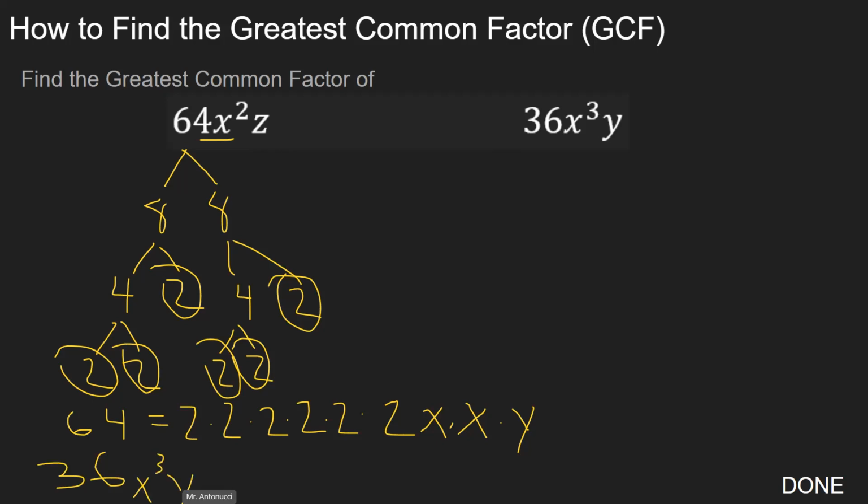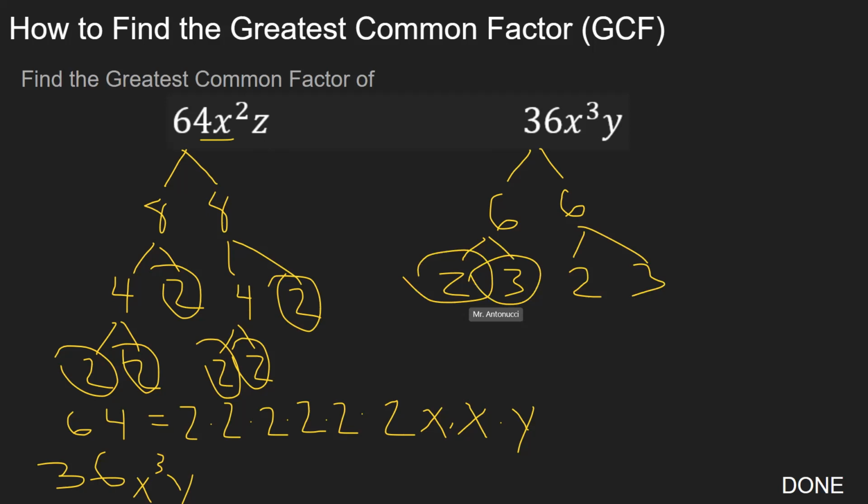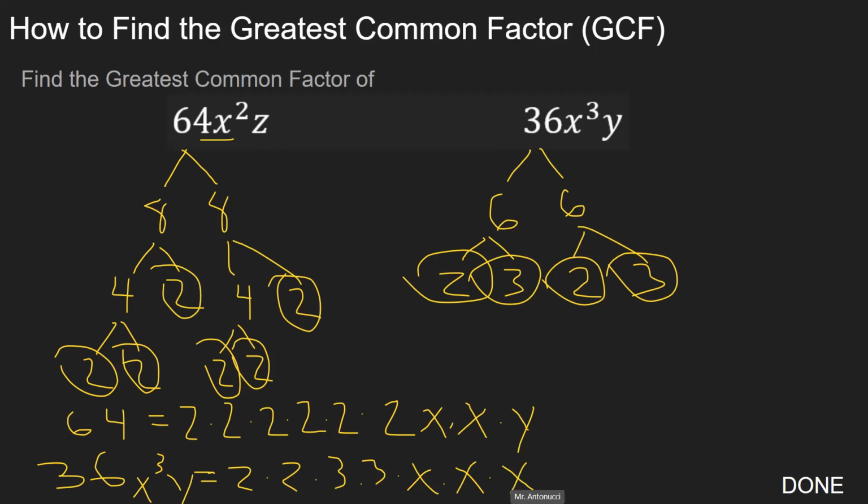Now 36, multiple ways you could do this one. You could start off with 3 times 12 or 4 times 9. I'm going to start off with 6 times 6. And then that would be 2 times 3. And this would be 2 times 3. And those are all prime. So the prime factorization of 36 is 2 times 2 times 3 times 3 times x, x, x, y.